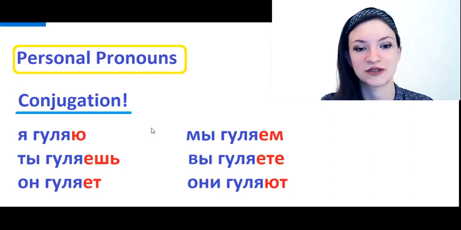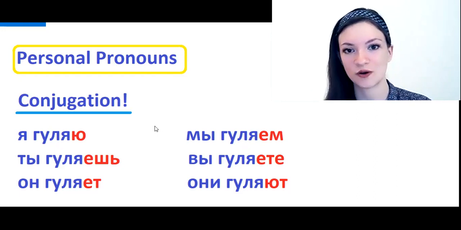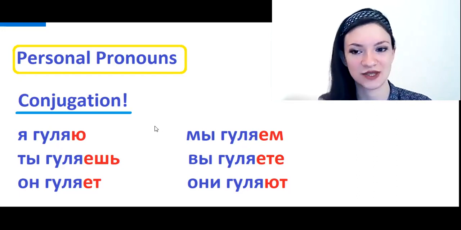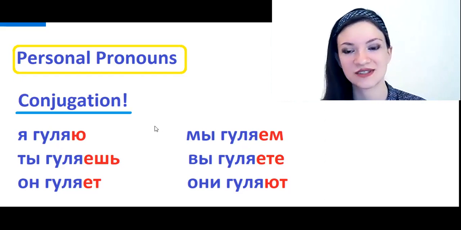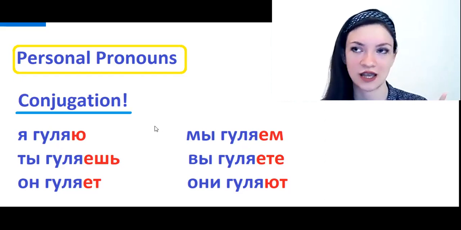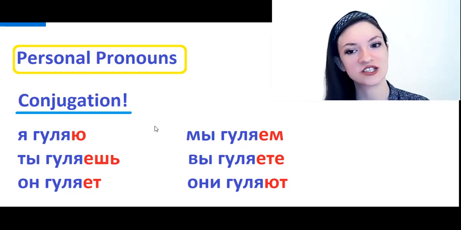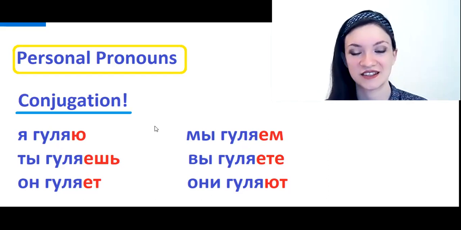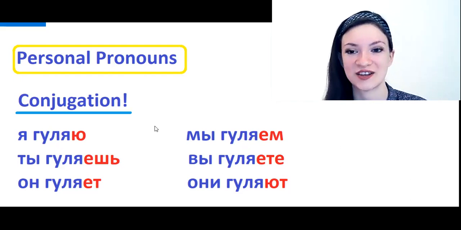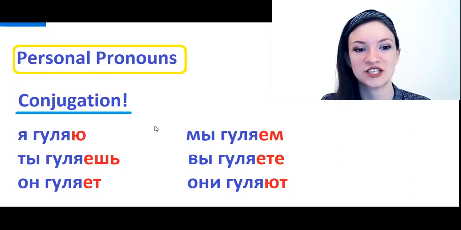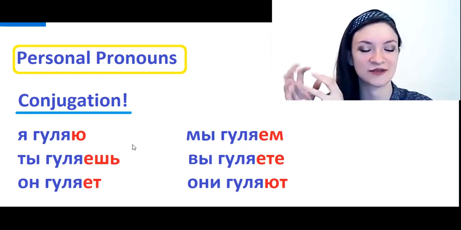We have, for example, the infinitive form of the verb гулять. Гулять means to walk. So if you want to say I walk, you think, okay, I, so I need to change this verb somehow. And yes, you say я гуляю. If you want to say you walk, singular form, ты гуляешь. So you see that we changed the personal pronoun and also we changed the ending. They always go together.